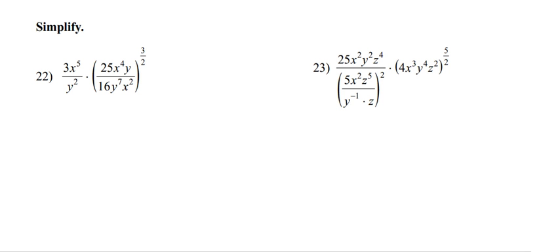Light at the end of the tunnel. We've made it to the harder ones, quote unquote. And so let's get after it.